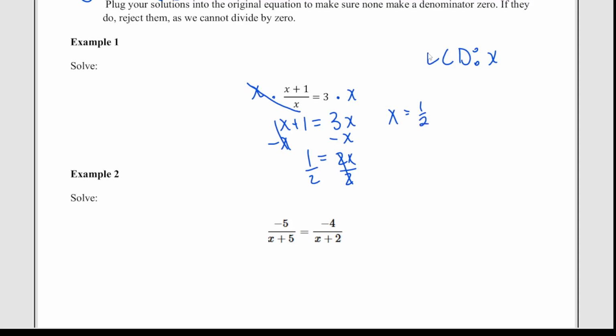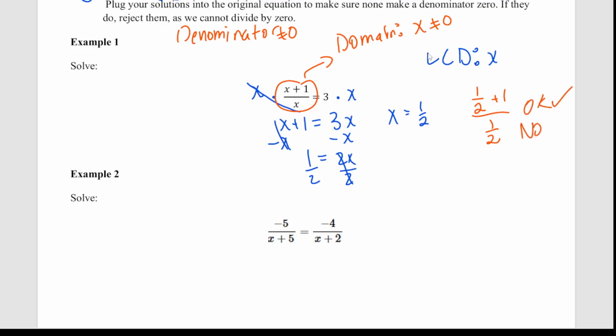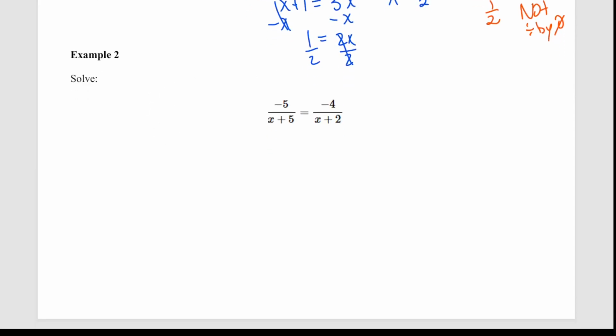You want to make sure that it's not an extraneous solution by double checking that in the original, the domain would be that x can be any real number such that x does not equal 0, because in particular you want to make sure that the denominator does not equal 0, and that when you plug in 1/2 into that expression, at no point am I dividing by 0, so I am okay. Not dividing by 0 in any way, shape, or form. Let's go ahead and check out another example.